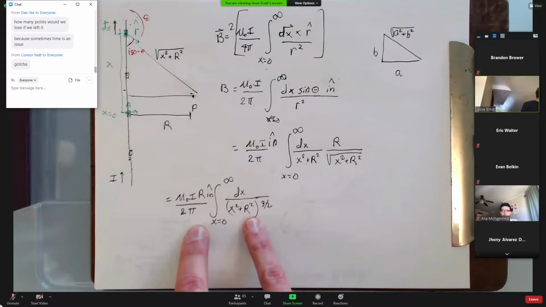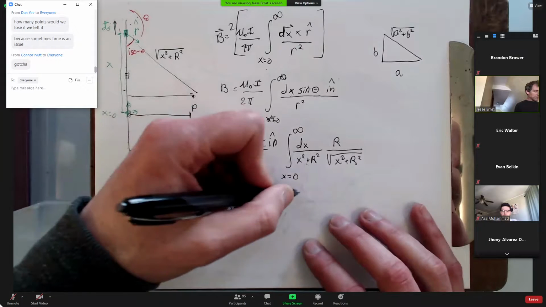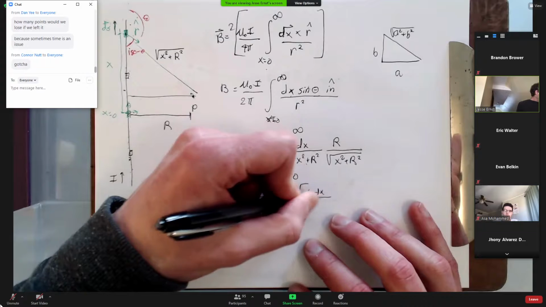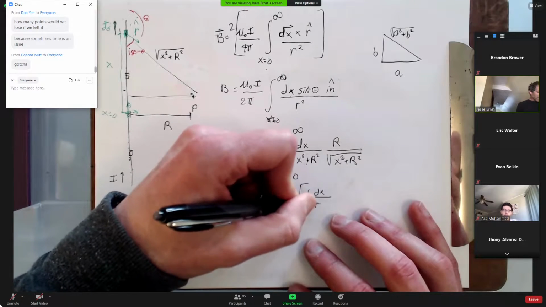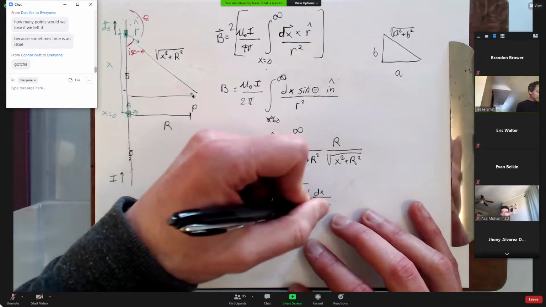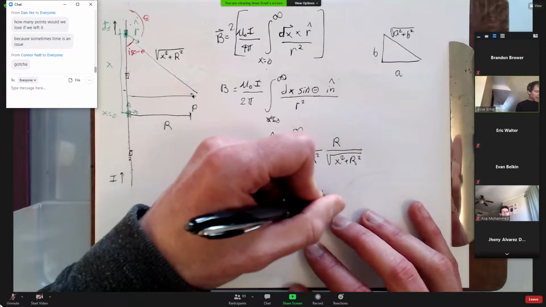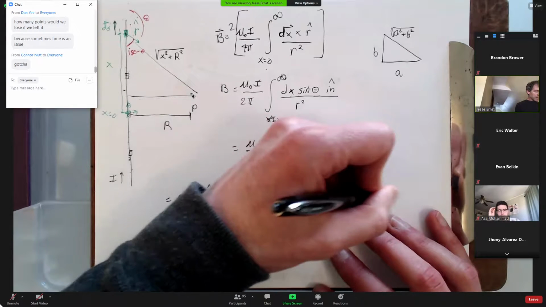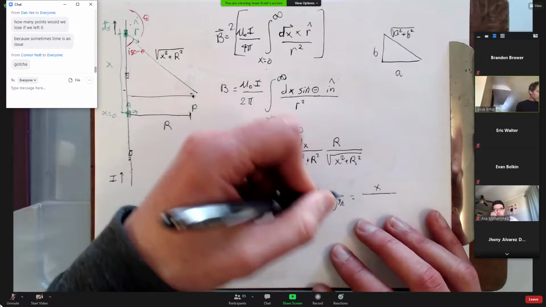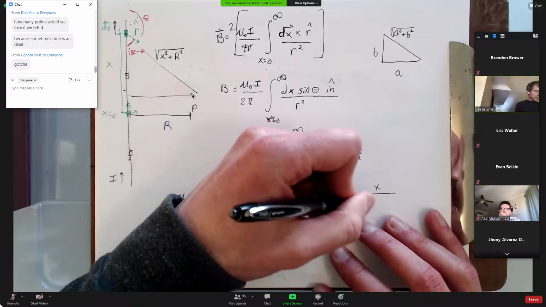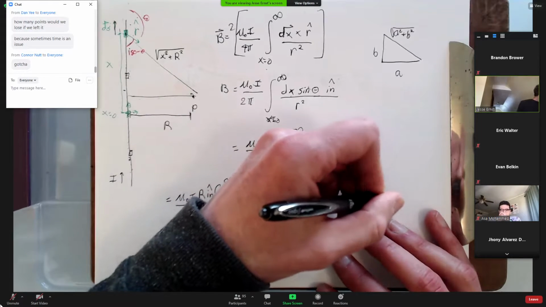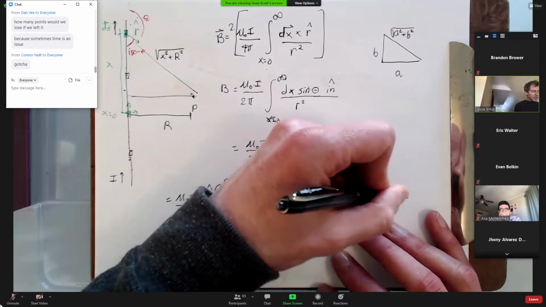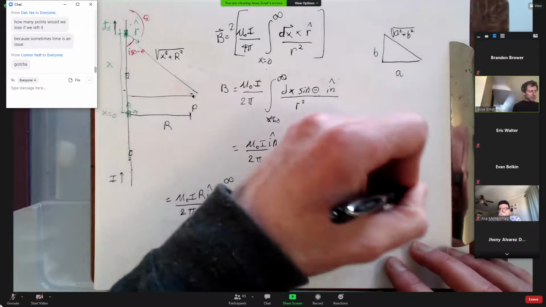Okay, so if you look this integral up, this is of the form the integral of dx over (x squared plus a squared) to the 3/2, which equals x over a squared times (x squared plus a squared) to the 1/2. I think this is one of those arctan u-sub integrals.